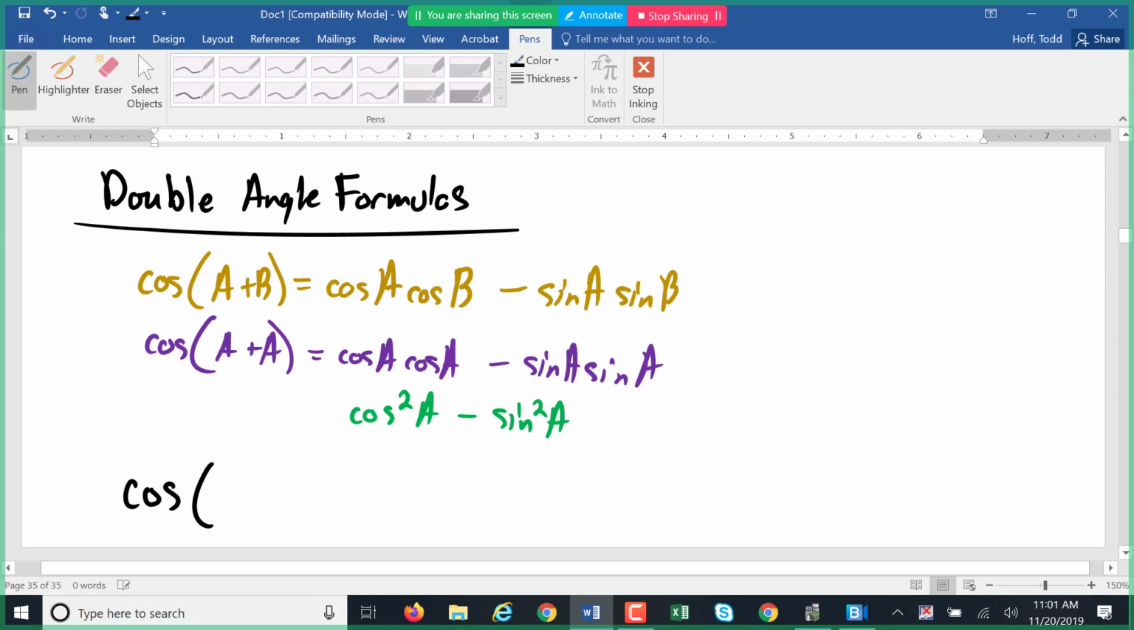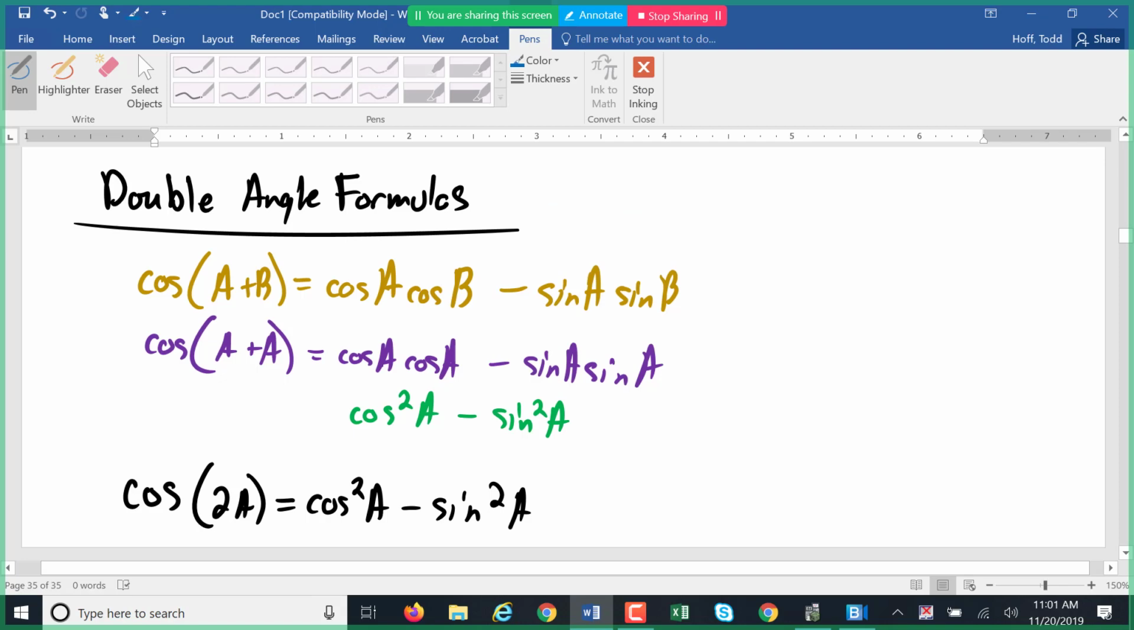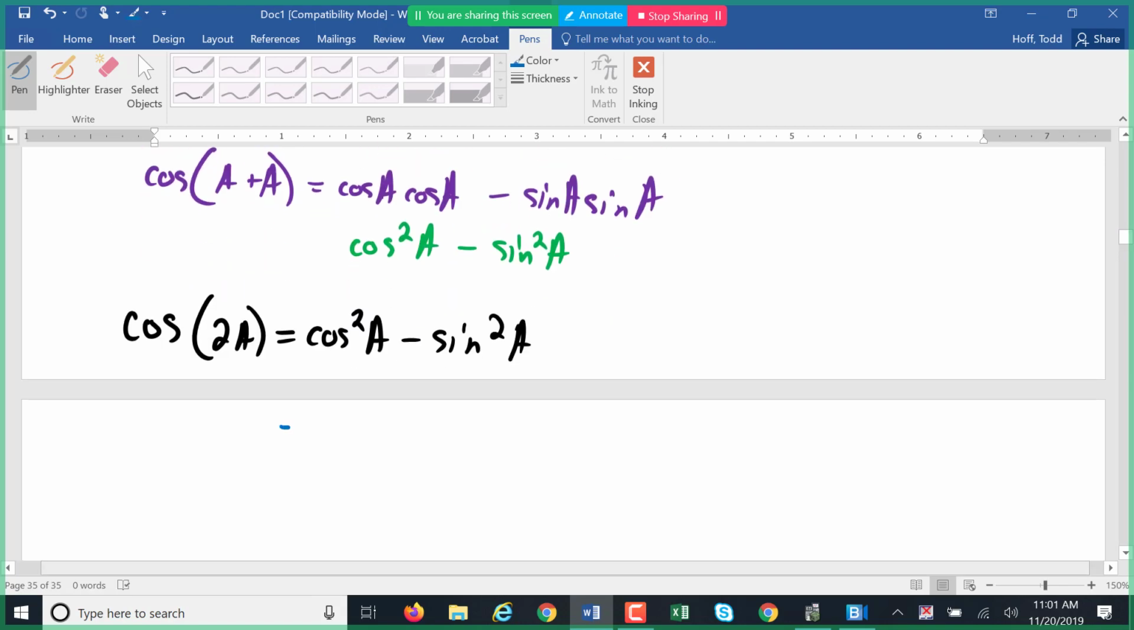And that actually is our double angle formula for cosine. The cosine of a plus a, expressed as 2a, is equal to the cosine squared of a minus the sine squared of a. Now, because of that Pythagorean identity, since there are squares on the sines and cosines here, there are alternative formulas for that. Cosine of 2a could also be written as 2 cosine squared of a minus 1, or it could also be written as 1 minus 2 times the sine squared of a.